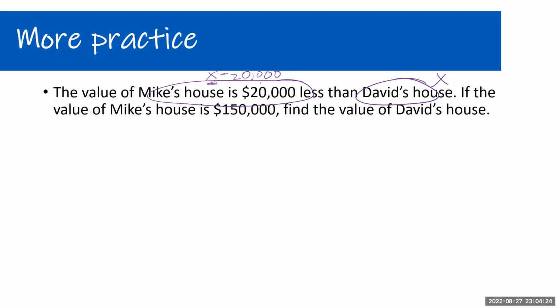Now we have this other piece of information that says, hey, Mike's house is $150,000, and we want to find David's house. So we know that Mike's house being 150,000 means that X minus that 20,000 is going to be that 150,000. Okay. So now we just solve the equation as usual. Add 20,000 to both sides. And we are going to get that X equals 170,000.